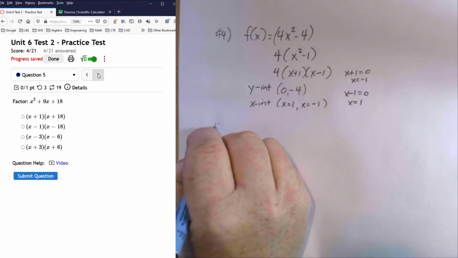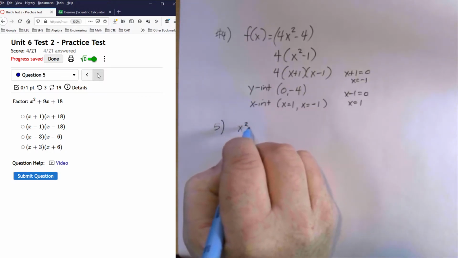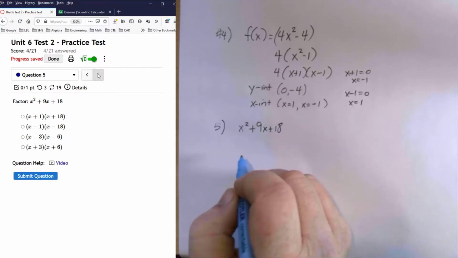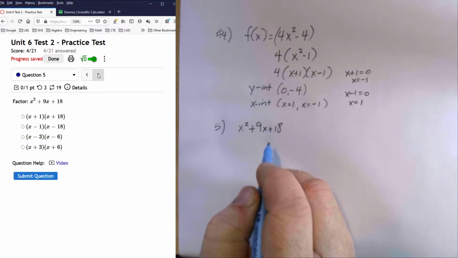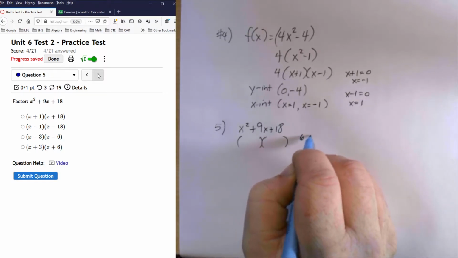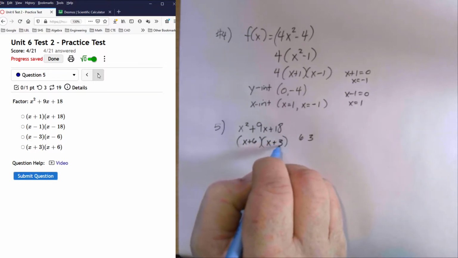Question number 5. So they're just asking us to factor that. So we've got x squared plus 9x plus 18. And so I want the factors of 18 that add up to 9. And so that's going to be 6 and 3. So I'll have x plus 6, x plus 3.